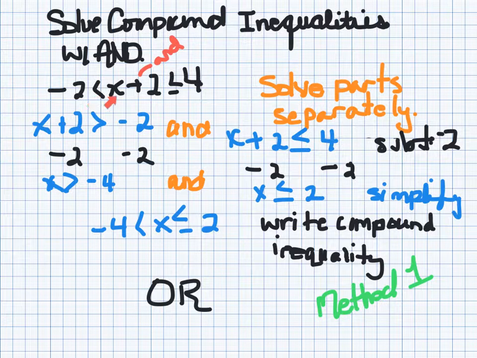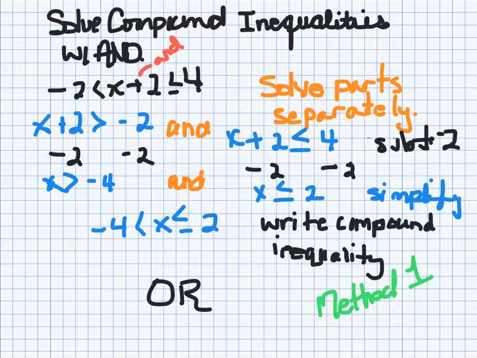Negative 2 is less than x plus 2, which is less than or equal to 4. And so the first thing we would do is solve these two separately. We're going to split them up, right here in the middle. Whatever you do to one side, you have to do to the other side.